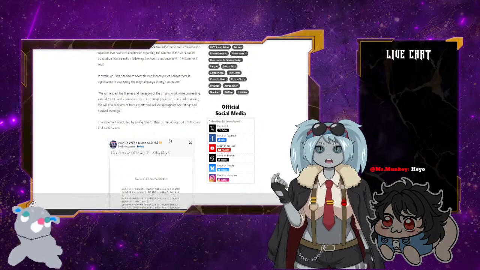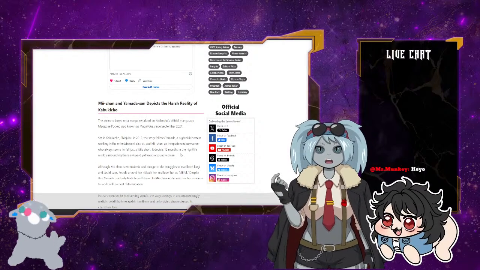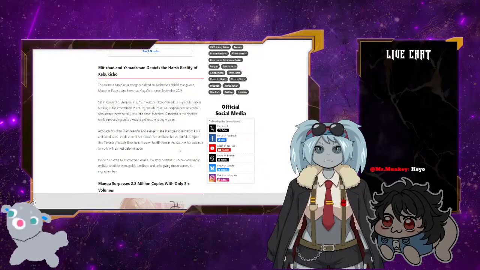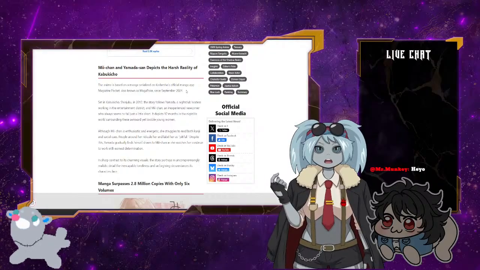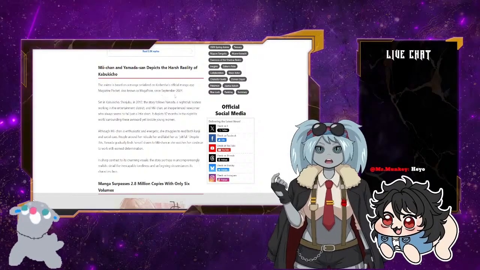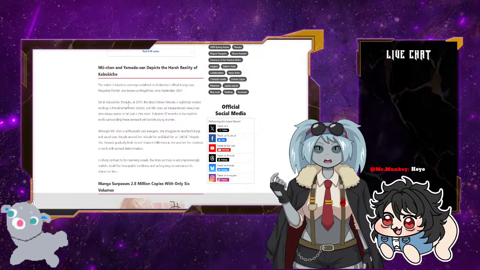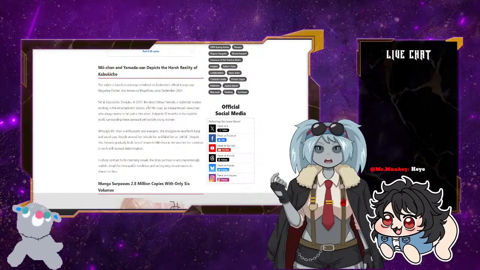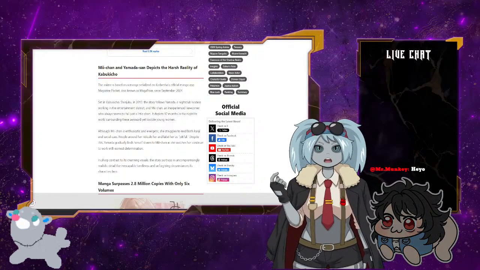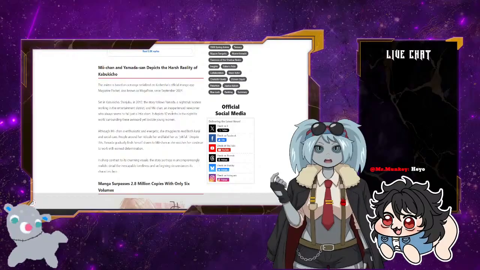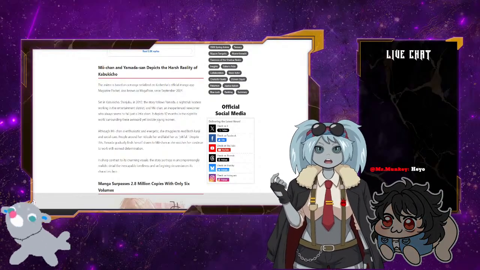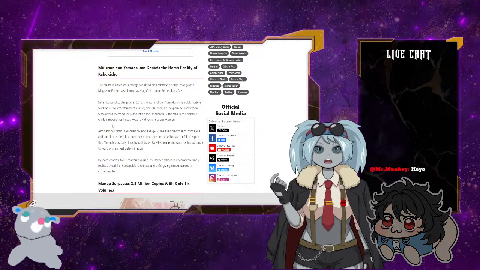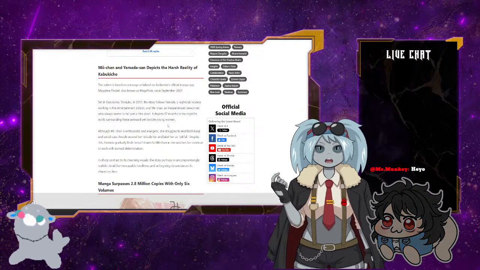I'm going to come back and read the top part of this article, but first I'm going to read you the description of what this anime is about, okay? The anime is based on a manga serialized on Kodansha's official manga app, Magazine Pocket, since 2024. Set in Tokyo's Shinjuku in 2012, the story follows Yamada, a nightclub hostess working in an entertainment district, and Nii-chan, an inexperienced newcomer who always seems to fall just a little short. It depicts 12 months of the nightlife world surrounding these awkward yet lovable young women.